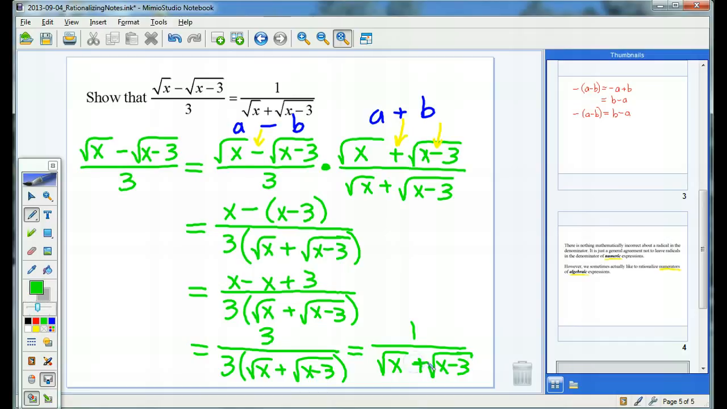So for algebraic expressions, sometimes we like to rationalize the numerator, but it's still that same idea that when you have square roots and a binomial, you multiply by a special form of 1 using the conjugate.